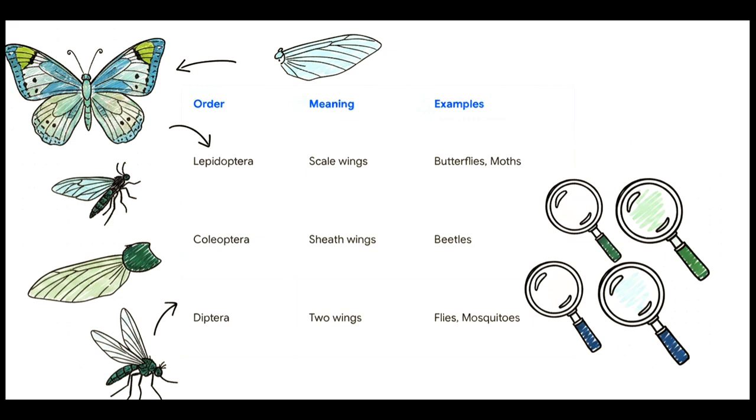Lepidoptera translates to scale wings, which perfectly describes butterflies and moths. Coleoptera means sheath wings, describing beetles with those hard wing covers. Diptera means two wings, which groups flies and mosquitoes. For an entomologist, tying the physical anatomy of these wings and antennae directly to their scientific names makes identifying even the most complex insects surprisingly easy and logical.